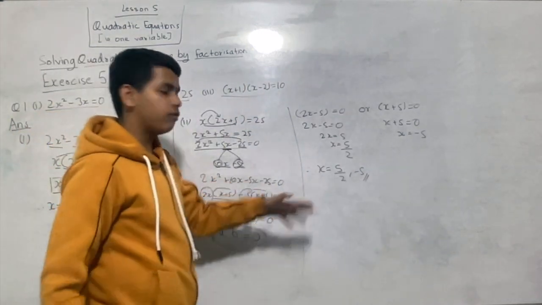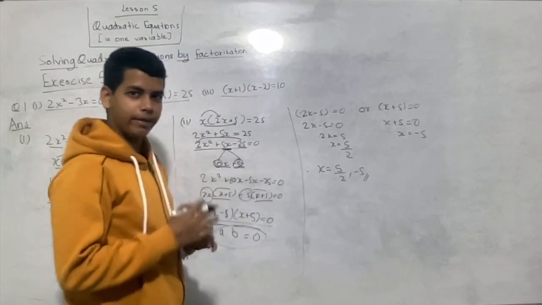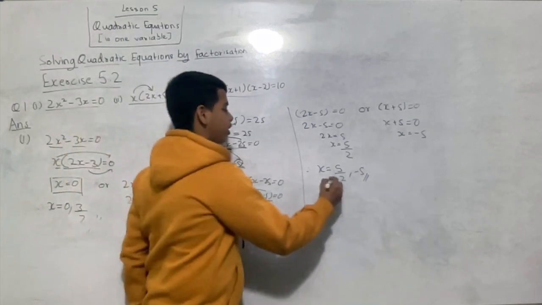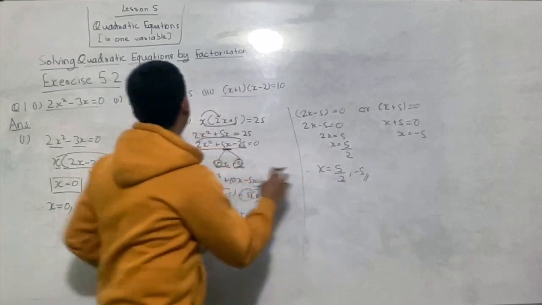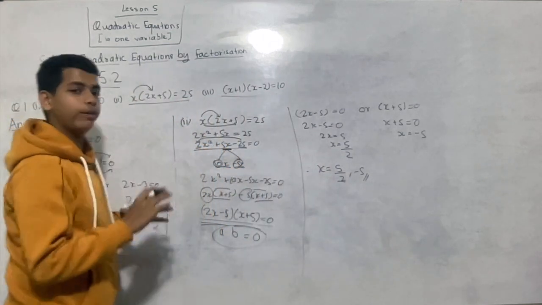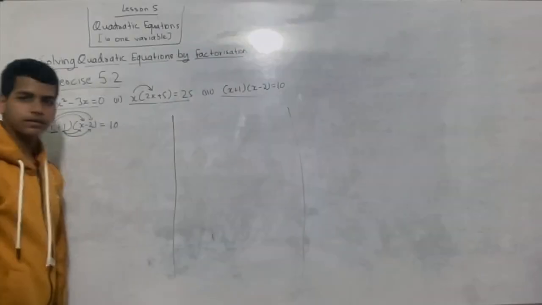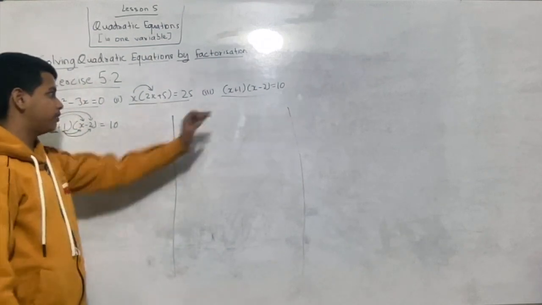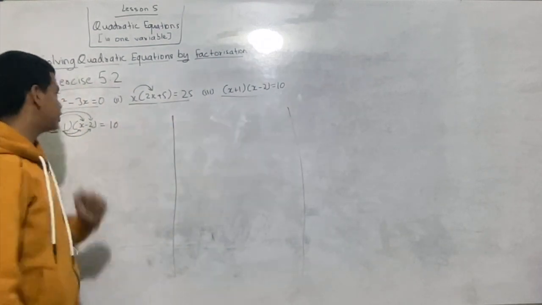Now if you want to verify whether you are right in an exam, what you can do is put 5 by 2 instead of x, and you can verify like we did in exercise 5.1. Okay, so let's move on to the next sum, which is x plus 1 times x minus 2 is equal to 10.